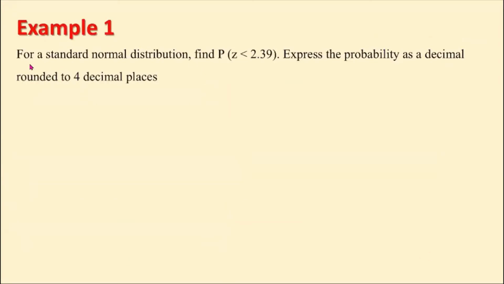Example 1. For a standard normal distribution, find the probability that the z-score is less than 2.39. Express the probability as a decimal rounded to 4 places. So here we are talking about the standard normal distribution. So first thing we do is we try to sketch the graph for the normal distribution. So let's do that first.